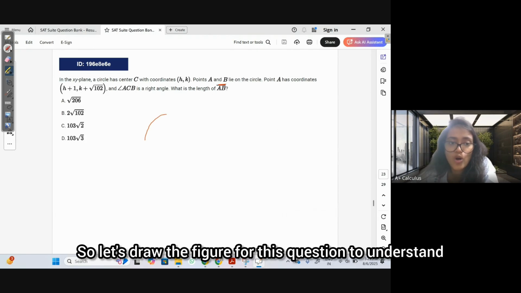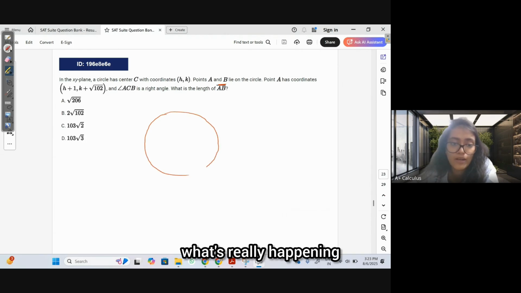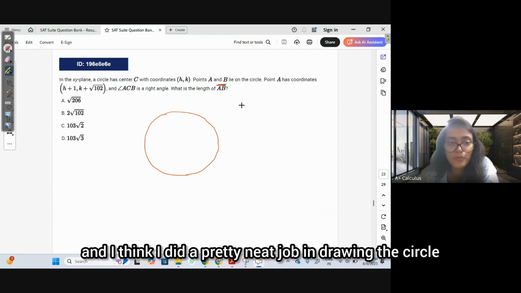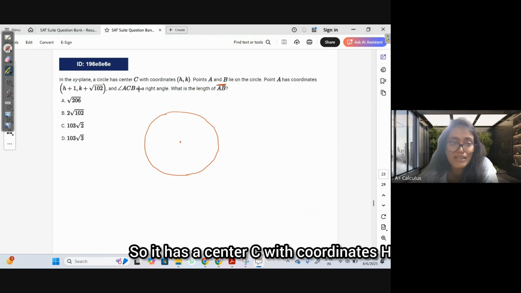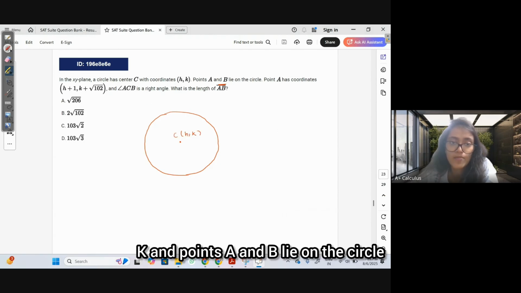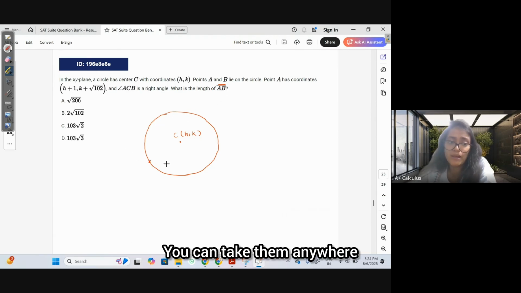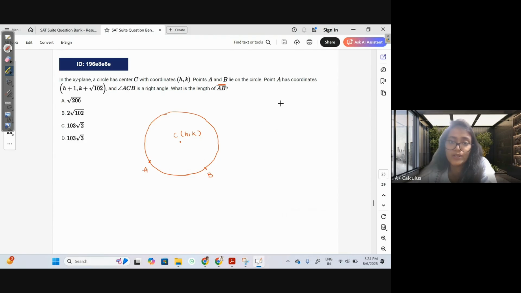So let's draw the figure for this question to understand what's really happening. So we have a circle, and I think I did a pretty neat job in drawing the circle. It has a center C with coordinates h, comma k, and points A and B lie on the circle. Now, it doesn't matter where you take the points A and B. You can take them anywhere. So let's take point A here and point B here.